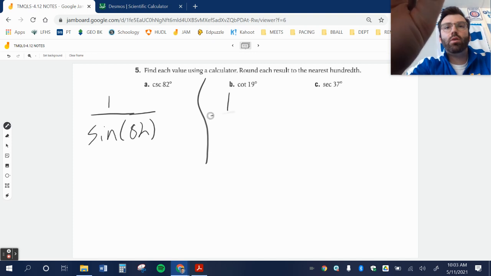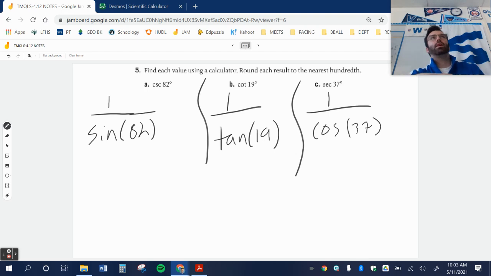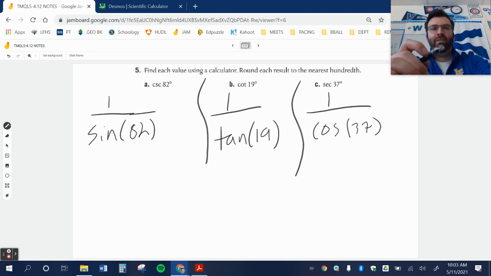This is 1 over the tangent of 19. And this is 1 over the cosine of 37. Remember, these are their reciprocal functions. They're co-functions. Will we ever use the reciprocal functions to help us solve a triangle? Probably not, because we have our normal functions.